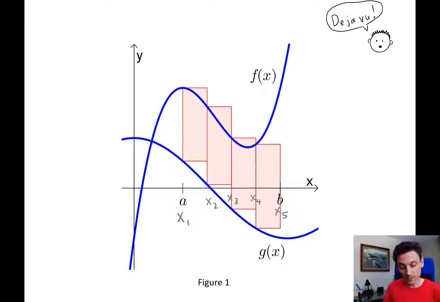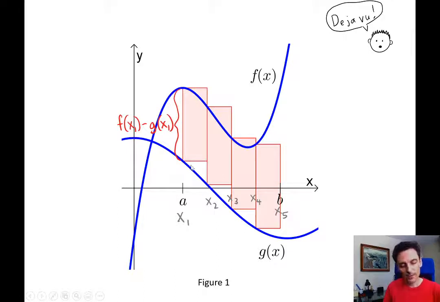So if we look at the first rectangle, well, the top and the bottom of the rectangle are determined by the function values of f of x and g of x at x equals x sub 1, x equals a. So if we look at the height of this rectangle, it's going to be the top function value minus the bottom function value. It'll be the y value up here at the top minus the y value down here at the bottom. So that would be f of x sub 1 minus g of x sub 1.